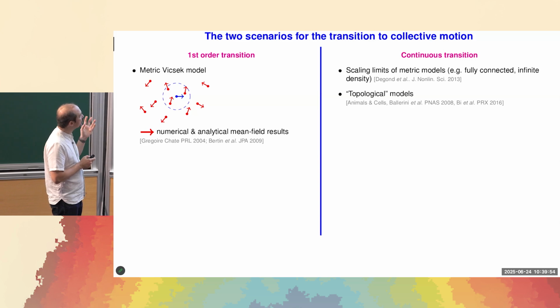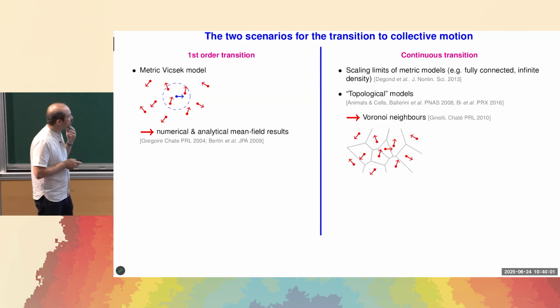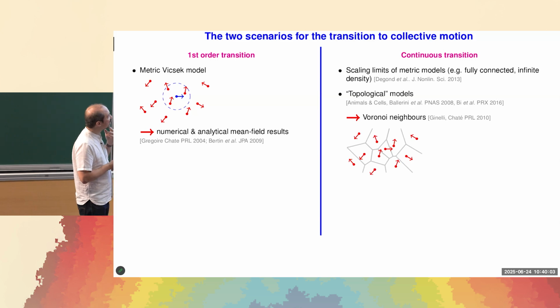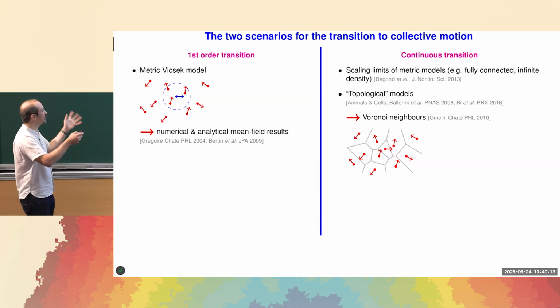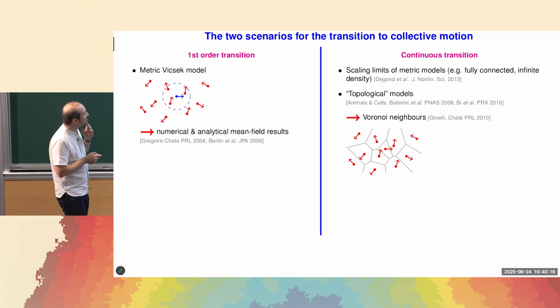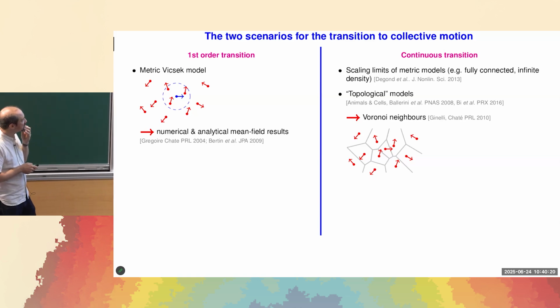Closer to physics, there are also what people call topological models, which are allegedly supposed to represent what animals or cells do. One example: imagine you have a tissue. Each of these Voronoi cells represents a cell in your tissue, and you align with your neighbors. So it's not a question of distance; it's a question of who your Voronoi neighbors are. I don't like calling them topological because if you change the metric, you change your neighbors, but that's a detail.